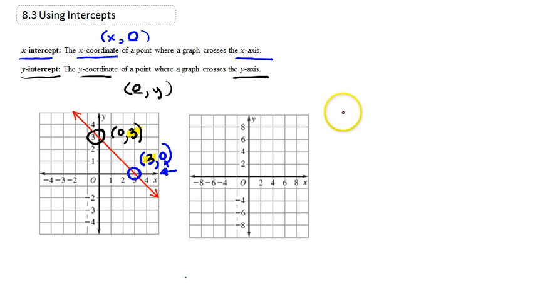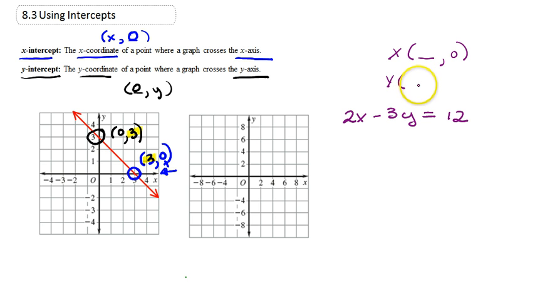Now let's say I'm starting with an equation for a line. So let's say I have 2x minus 3y equals negative 12. And I'm looking for the x and the y-intercept, and then I'm going to graph it using the x and the y-intercept. So, how am I going to find the x and y-intercept? Well, for the x-intercept, we don't know what x is, but we know that y has to be 0. And to find the y-intercept, we know that x has to be 0, and we're going to look for y.